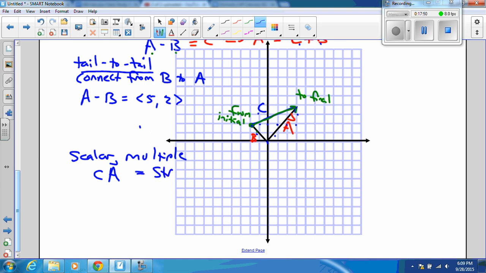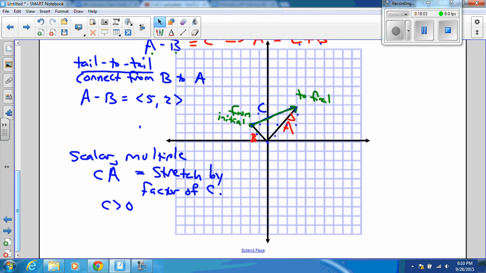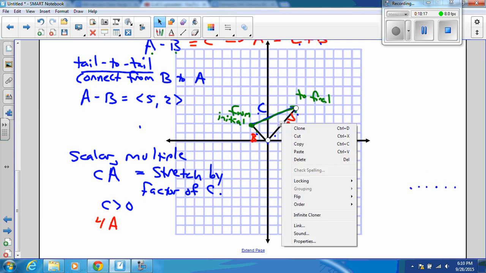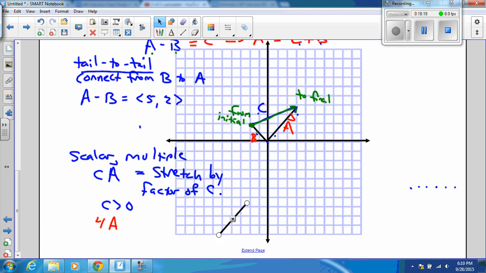Well, the last thing that we want to do is scalar multiples. And a scalar multiple of a vector C times A represents a stretch of that vector by a factor of C. Now that only makes sense if C is greater than 0. So let's consider what the vector 4A might look like. Let's take A and make a copy of it.